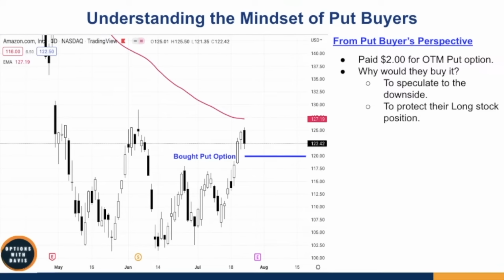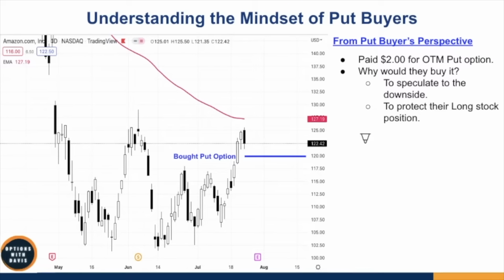Now let's turn the tables around, and let's see things from the put buyer's perspective. You sold the put option, so most likely you would have sold it to somebody who wants to buy a put option. When they buy the put option, they will pay $2 for the out of the money put option at the same strike price. So you're the counterparty of this put option. The put buyer is the counterparty of the put option that you sold. Now, why would they want to buy it? What's the reason why someone would want to buy a put option?